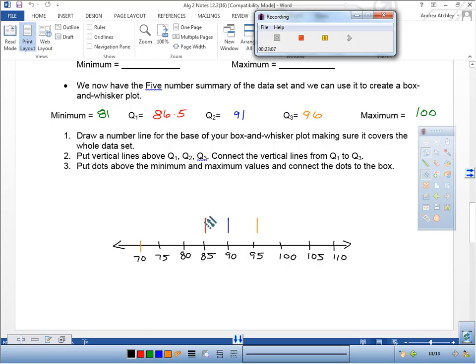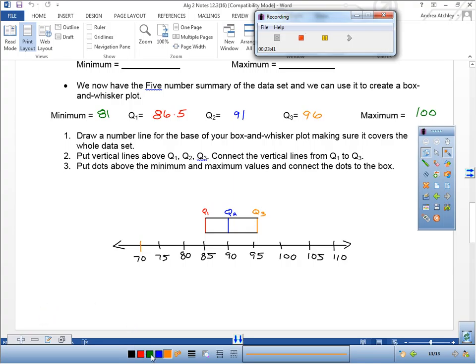Then I'm going to box that in. I'm going to label Q1, Q2, and then Q3. Any questions over that?